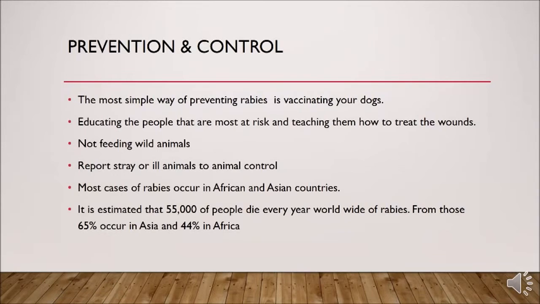I found this very interesting. Most cases of rabies occur in African and Asian countries, and it is estimated that 55,000 people die every year of rabies. Of those, 65% occur in Asia and 44% occur in Africa. So these are simple and quick ways to prevent and control rabies, and hopefully this has helped you guys out.